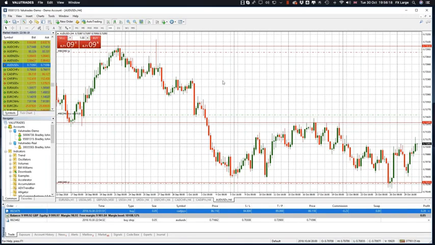Okay, another type of pending order. This was a stop order. So basically what we want to do, we want to see price move up through this line. It'll hit the green line. It will trigger an order, and we hope it will keep going. That's called a buy stop. A sell stop is the exact opposite.